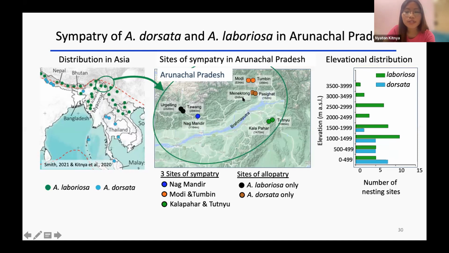The graph on the right-hand side shows the elevation and distribution of Laboriosa and Dorsata in Arunachal Pradesh. These are from the data that we collected. Laboriosa is in green and Dorsata is in blue. So this shows that these two giant honeybees, at least partially, show ecological and altitudinal overlap. Next.